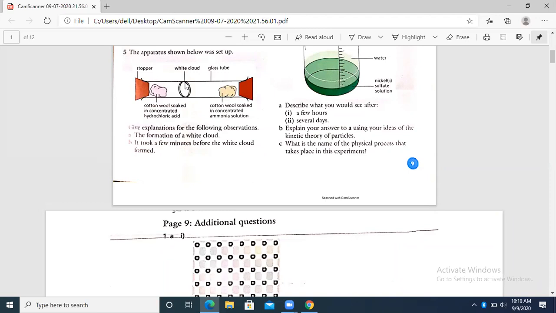Because the particles of the ammonia and the hydrochloric acid don't move in a straight line, it may take a longer time to diffuse. Both answers are correct. The particles of ammonia and the particles of hydrochloric acid have to diffuse by random motion and collide with the air particles along the tube. Inside the tube there is air. So these particles collide with an air particle, then with the next air particle, like that. By random motion, by colliding only, they reach there. So that's why it will take some time.